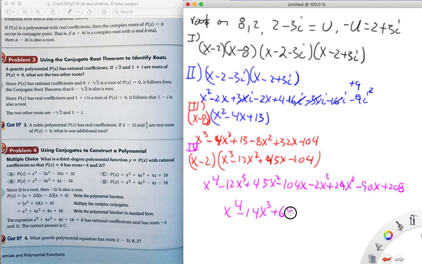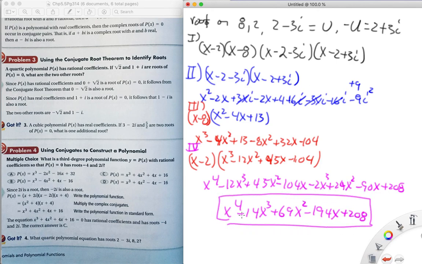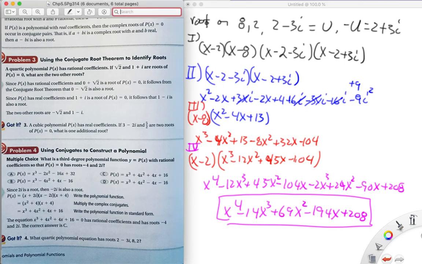plus 69x squared minus 194x plus 208. Okay. We were given 3 of the 4 roots. 1, 2, 3. We used a conjugate to find the 4th root. I multiplied the conjugates out, then I multiplied it by the other 2 to get this guy. This is the quartic function or quadratic polynomial that has those roots. Okay. All right, last one.